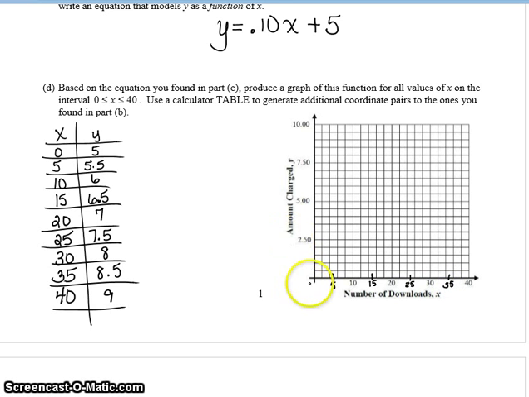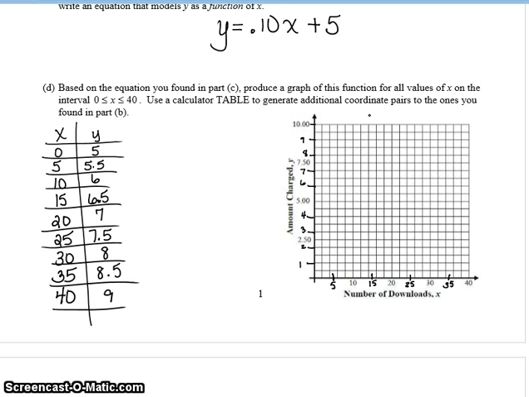Okay, and then my y-axis is going up by 0.5s. So, like, here's 1. And then obviously here's 2, 3, 4, 5, 6, 7, here's 8, 9, and again they're in increments of 0.5s.